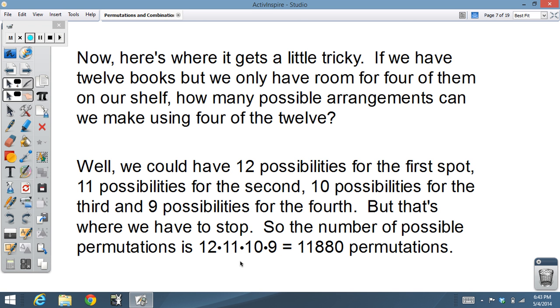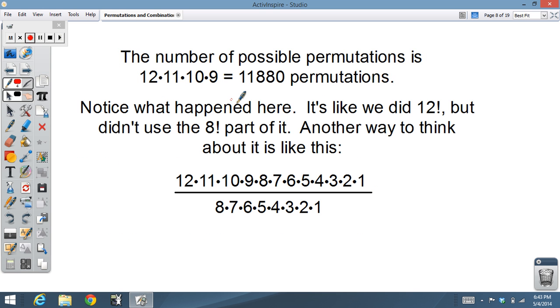So our total number of possible permutations is just 12 times 11 times 10 times 9, or 11,880 permutations, since we're not going all the way down to 1, we're only choosing 4 books. We stop right there: 12, 11, 10, 9. So the number of total possible permutations is 11,880.